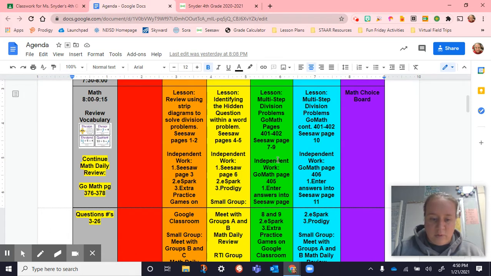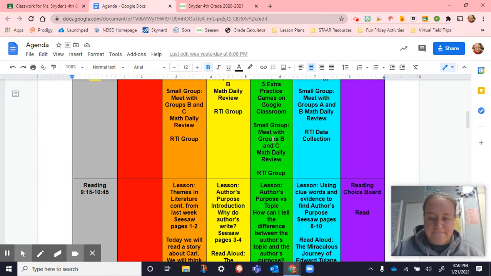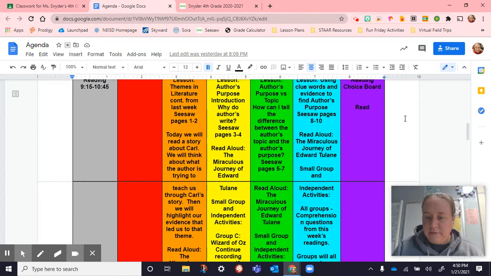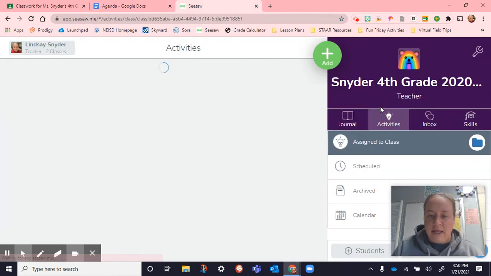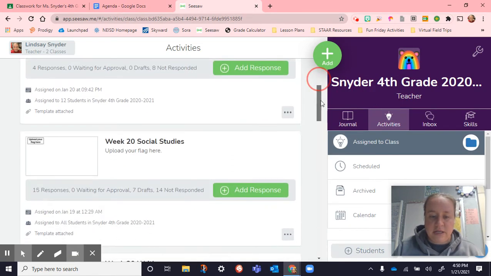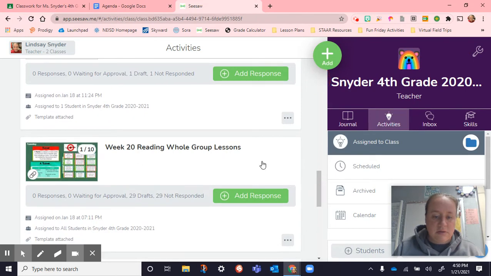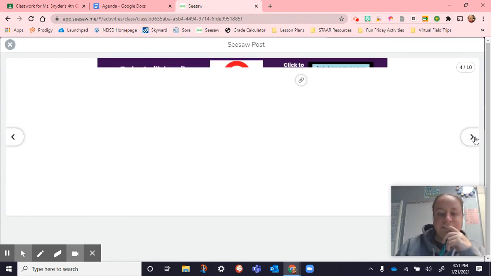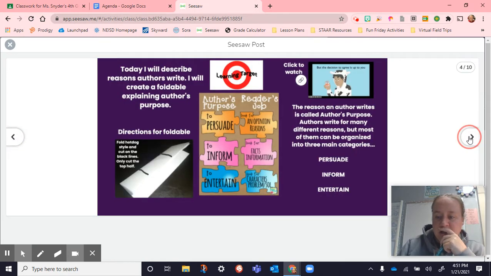All right, next up, we went to reading. In reading today, we continued talking about author's purpose, and we went to Seesaw, and we talked about how we understand author's purpose versus the topic. So if you go here, we went to page, let's see, did we start here? Yep, we started on page 5.